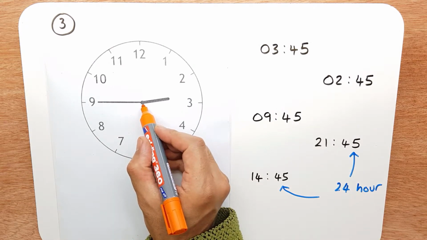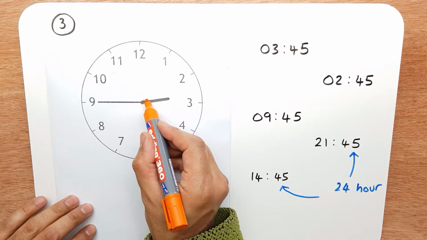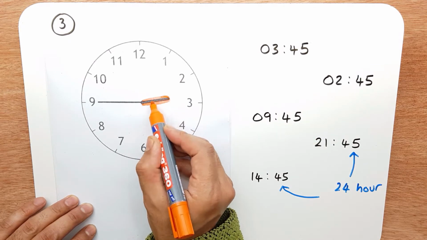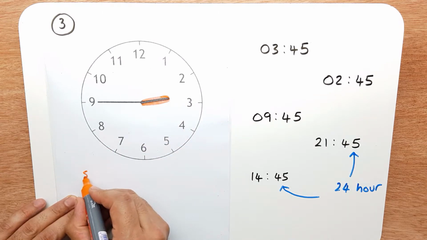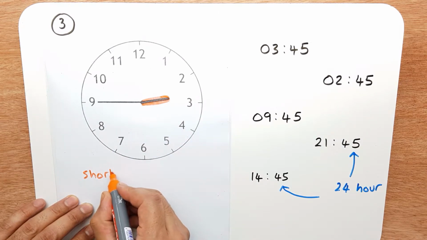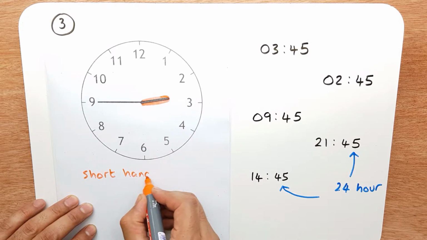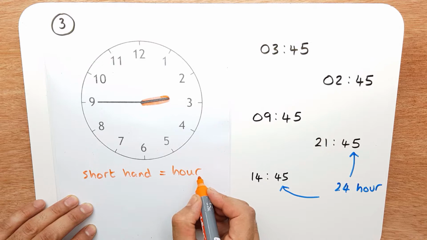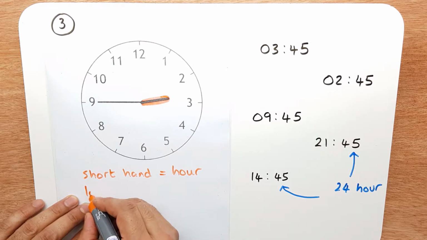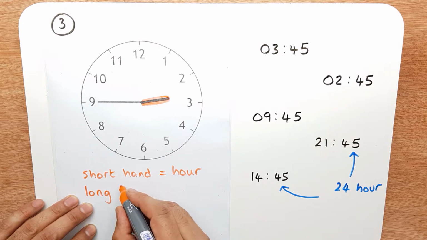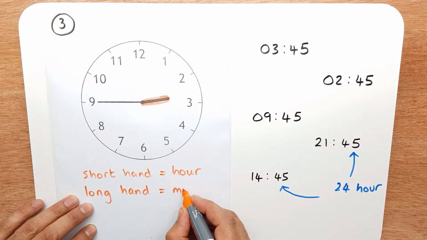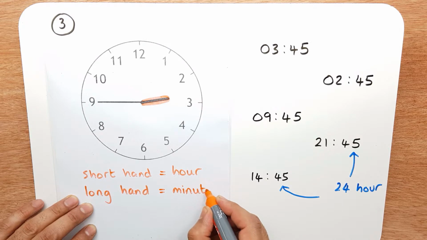So if we look at the shorthand, which is the hour hand, that one there, we're going to write the short hand is the hour and the long hand is the minutes.